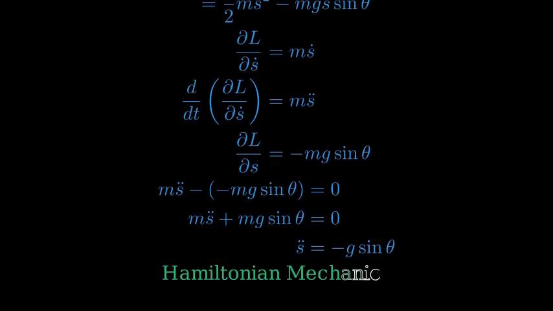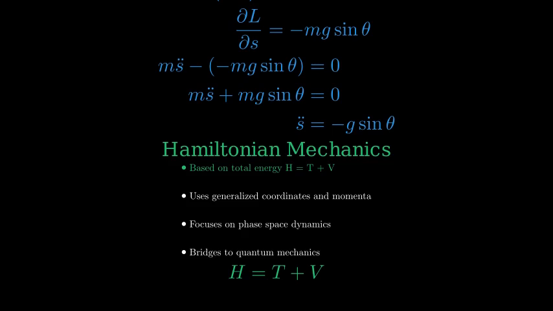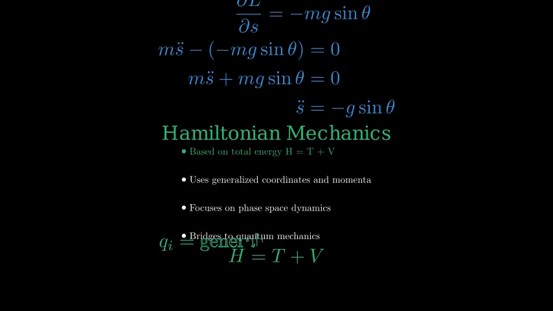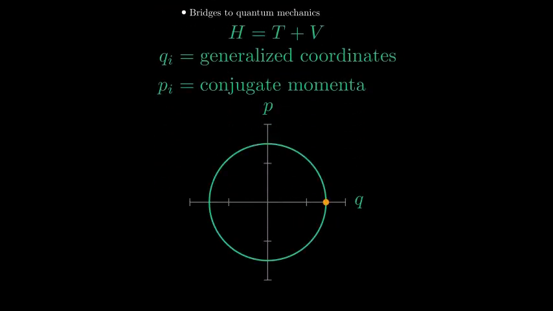Finally, let's explore Hamiltonian mechanics, which builds on Lagrangian mechanics, but takes a different perspective. While Lagrangian mechanics uses the Lagrangian L equals T minus V, Hamiltonian mechanics is based on the Hamiltonian function H, which represents the total energy of the system. H equals T plus V. The key variables in Hamiltonian mechanics are the generalized coordinates q sub i and their conjugate momenta p sub i. These form what we call the phase space, a powerful mathematical construct that's central to Hamiltonian mechanics.